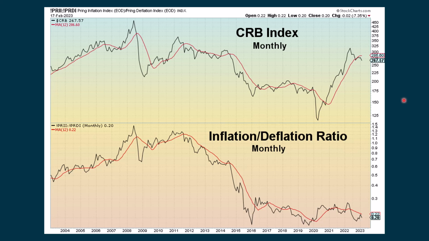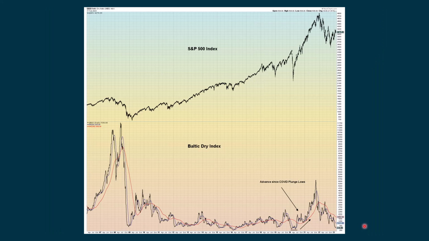Looking at an inflation chart, this chart attempts to measure inflation against deflation. Inflation, that would mean this chart is going up. When we see deflation, that means this chart is going down. And so we've been seeing deflation start to come into the market more, and inflation has been going down.